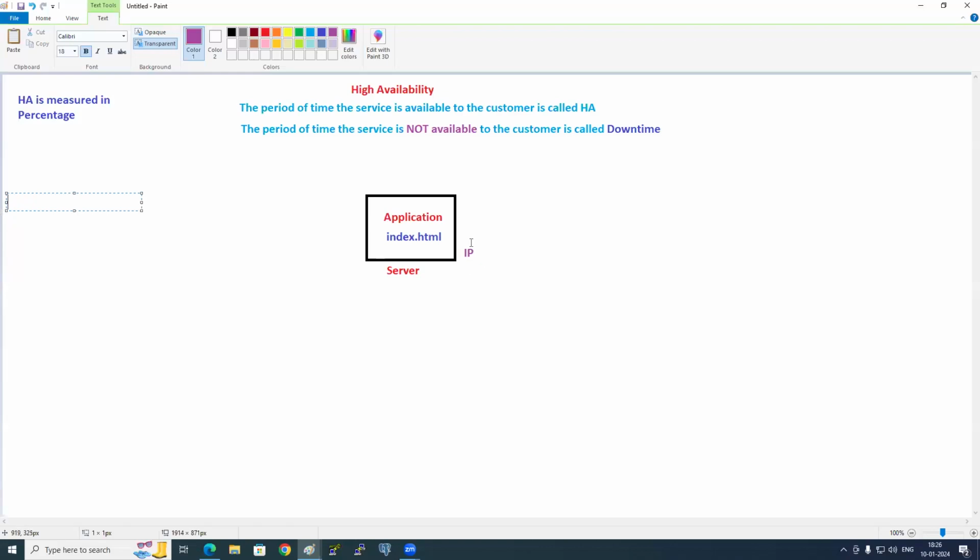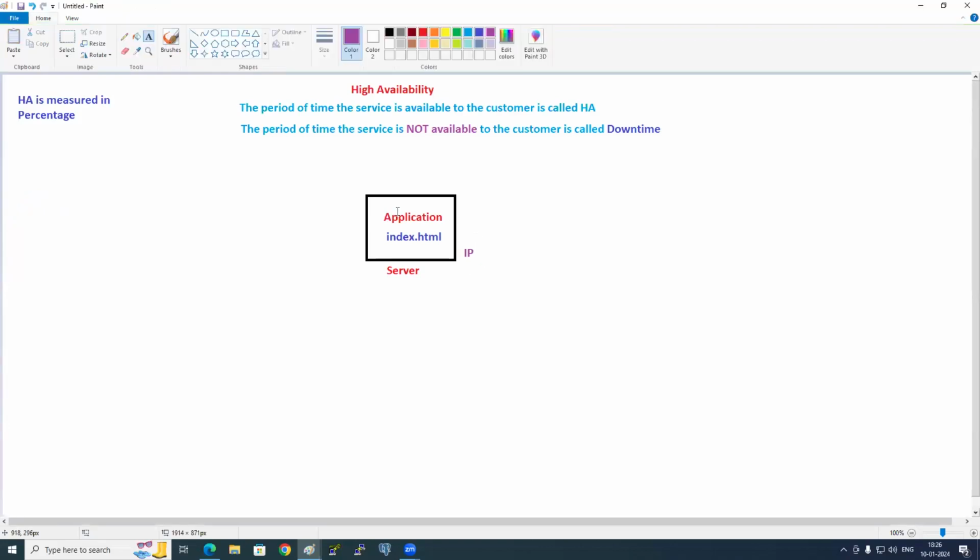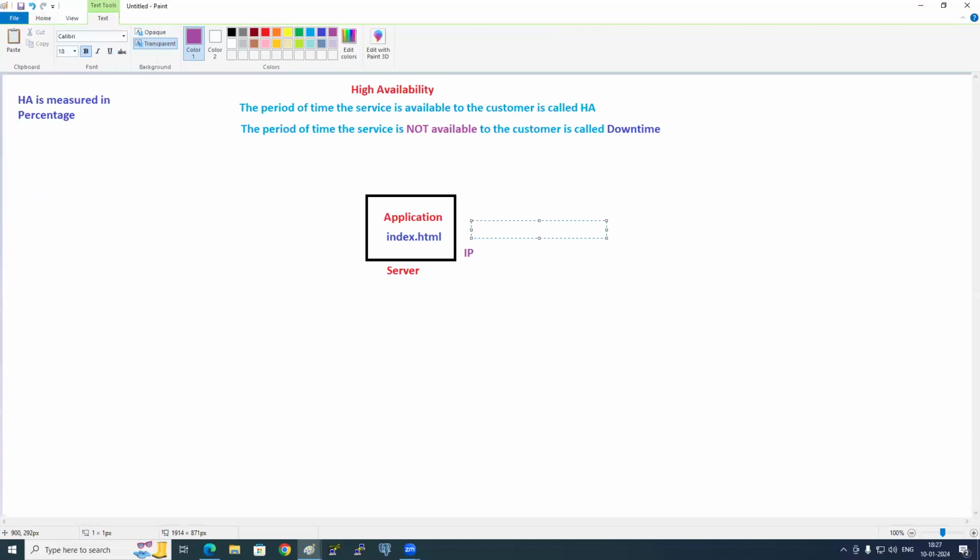Can you give me one example IP address here? 192.168.10.20. I'll give that. So I have given the URL to Ajay like this. Is he happy? Are you interested in accessing your website with a URL that has an IP address inside it? That's how the customer will react.